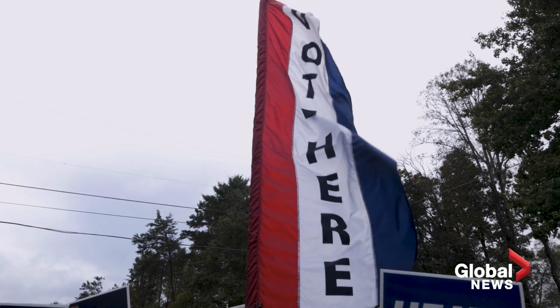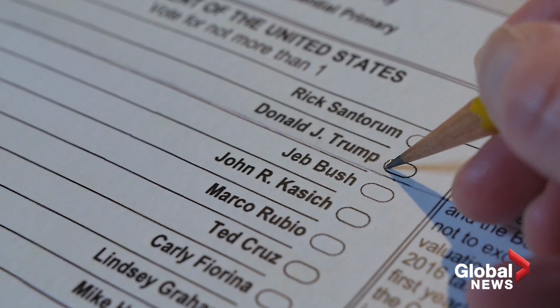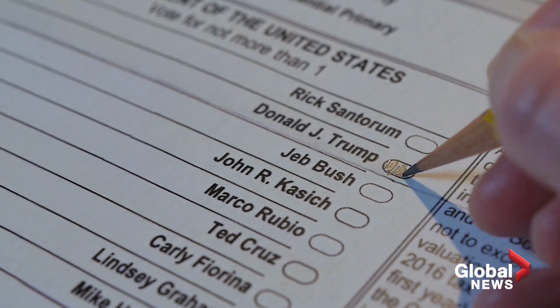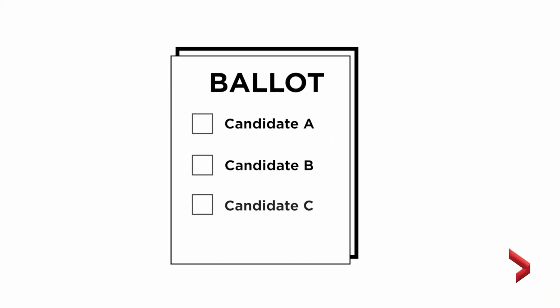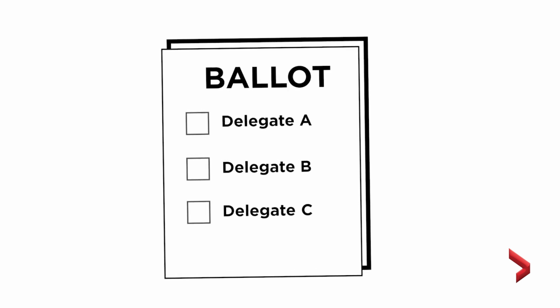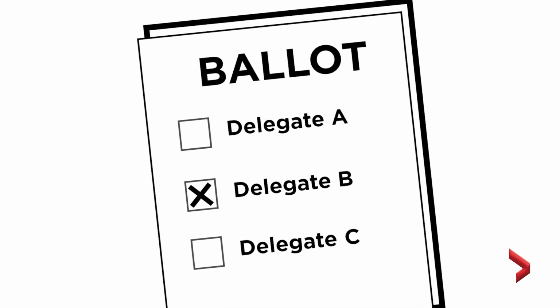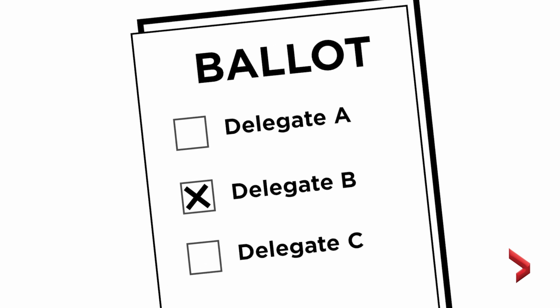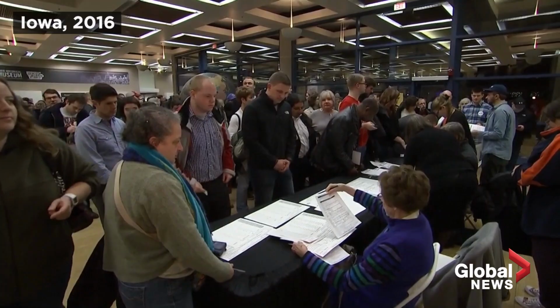Voters can only vote in one primary, and usually do so by going to a polling station to cast a ballot. The ballot will either list candidate names or delegate names. If the ballot lists delegate names, voters often choose a delegate who has voiced support for the candidate they support, though delegates can remain uncommitted.